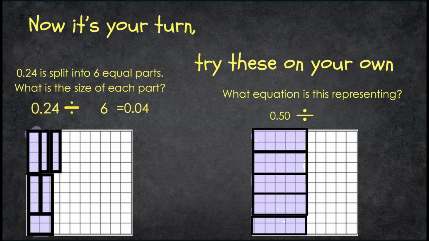I'm dividing it by 5 equal groups, and then all I have to do is figure out how much is in each group. So I see that there's 5 in this row and 5 in the next row. So that's going to be 10 hundredths. So the equation that this model was representing was 50 hundredths divided by 5 equals 10 hundredths, or 1/10.